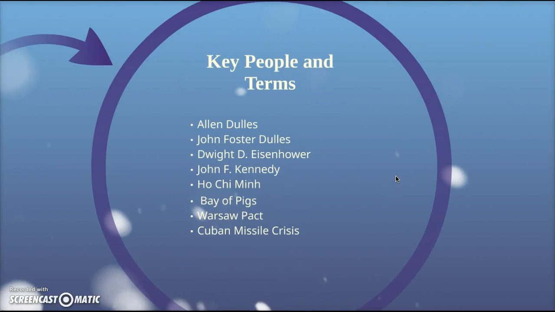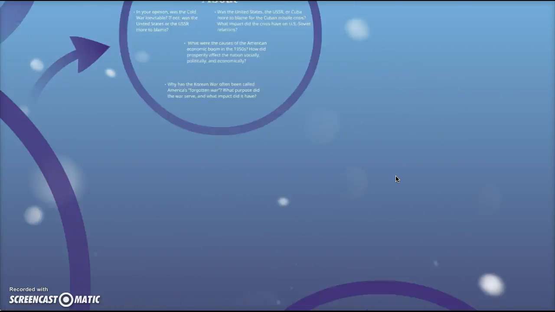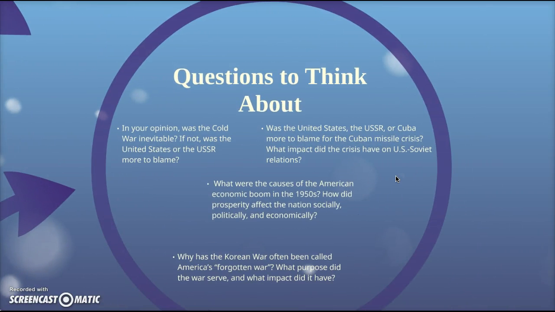Next is key people and terms. You see big names like John F. Kennedy, the Bay of Pigs, terms to know like the Cuban Missile Crisis, and multiple different key people that had to do with the Cold War and terms that were very important. Next, you get questions to think about while reading through the SparkNotes list.